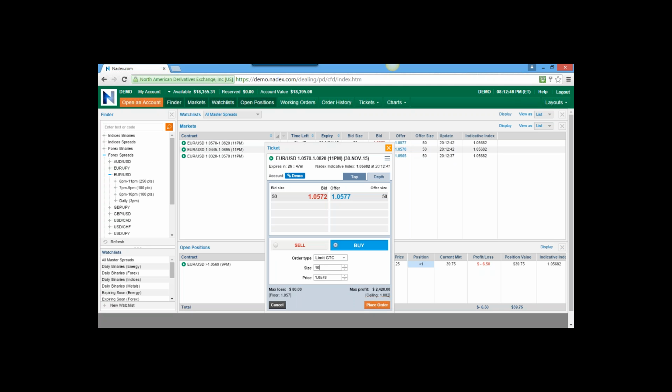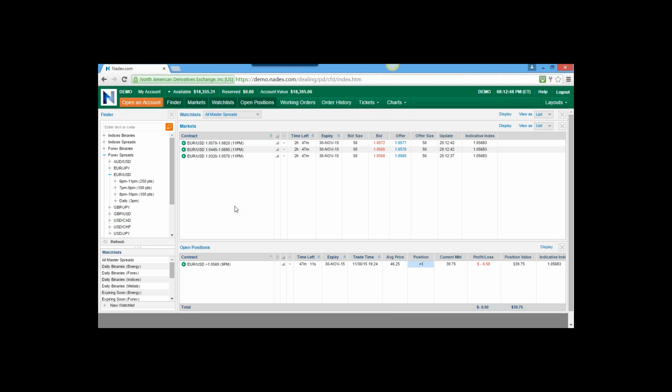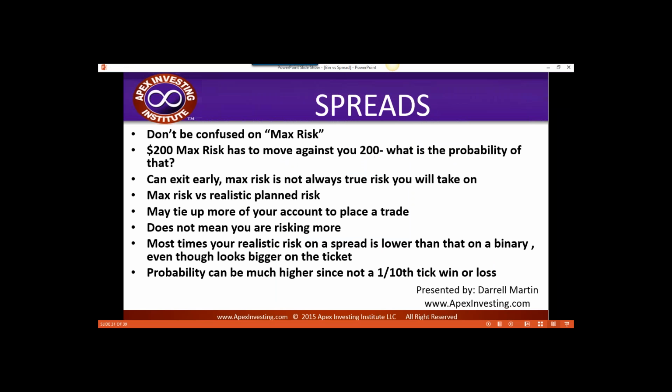Okay, so it's all about the margin and it's all about the capped and limited risk there. Again, just because a spread might have $50 max risk, $200 max risk, it has to move against you 200 points. What's the probability of that? You can exit it early. Max risk is not always true risk that you will take on. You have to look at max risk versus realistic planned risk. If you see it moving against you, you're going to get out.